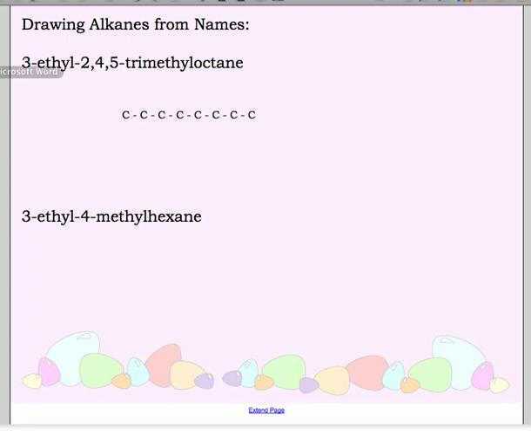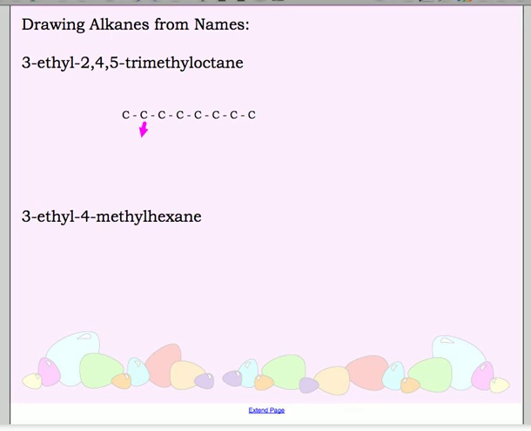And then what you can see here is it's going to tell you where things come off. So it says on the 2, the 4, and the 5, there are methyls. People say, should I put them above? Should I put them below? It doesn't matter as long as you show a methyl group.